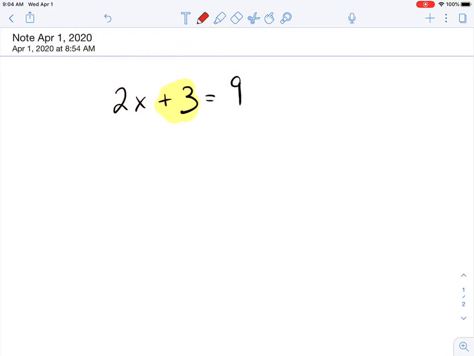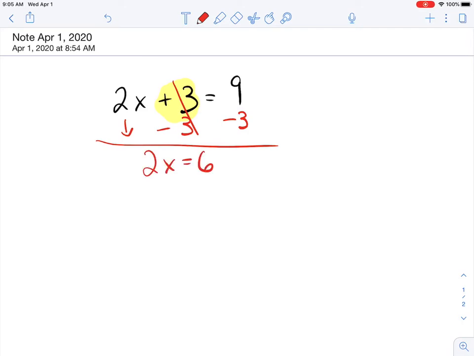So then what we do is we subtract 3 from it so that we can cancel it. Whatever we do to one side, we have to do to the other side of the equal sign. So we would subtract 3 on that side. Okay, so we get 2x equals 6.